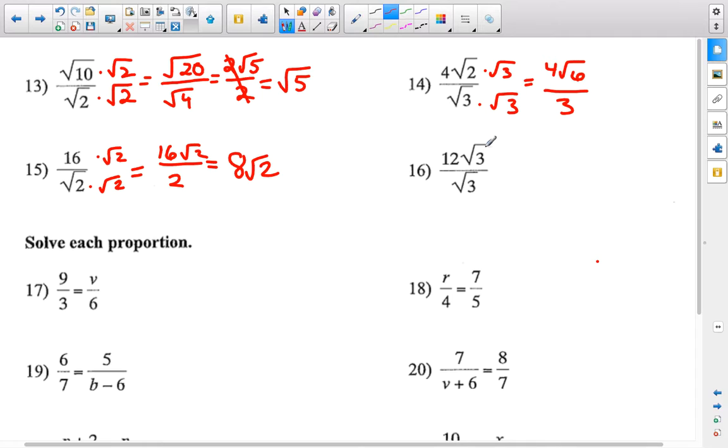Okay, on number 16, top and bottom have radical 3, so I can cancel those out because that equals 1, and our answer is just 12.